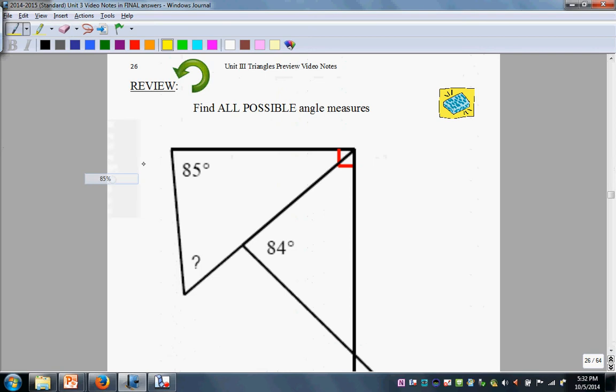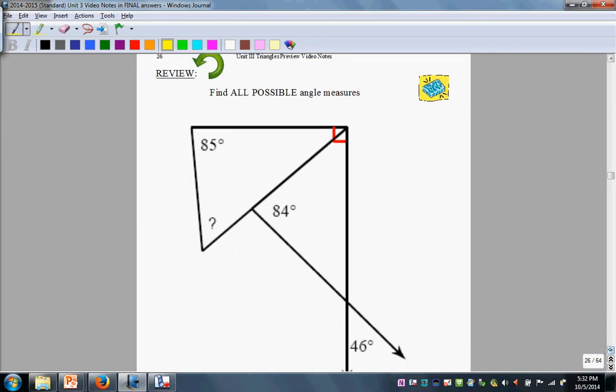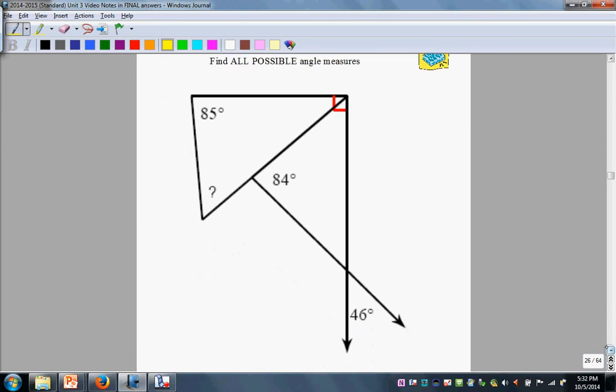This is a recap of our previous lesson here. I want you to go ahead, pause the video, find all possible angle measures, and then restart the video. Pause, do, restart.